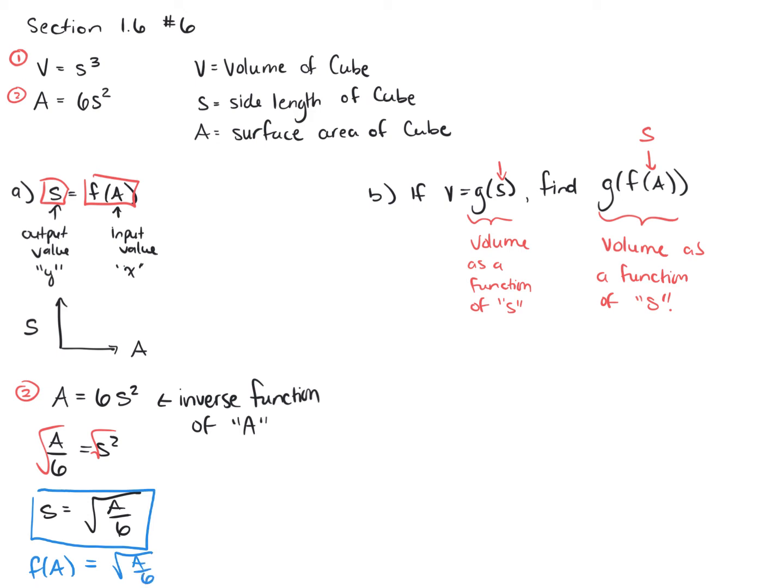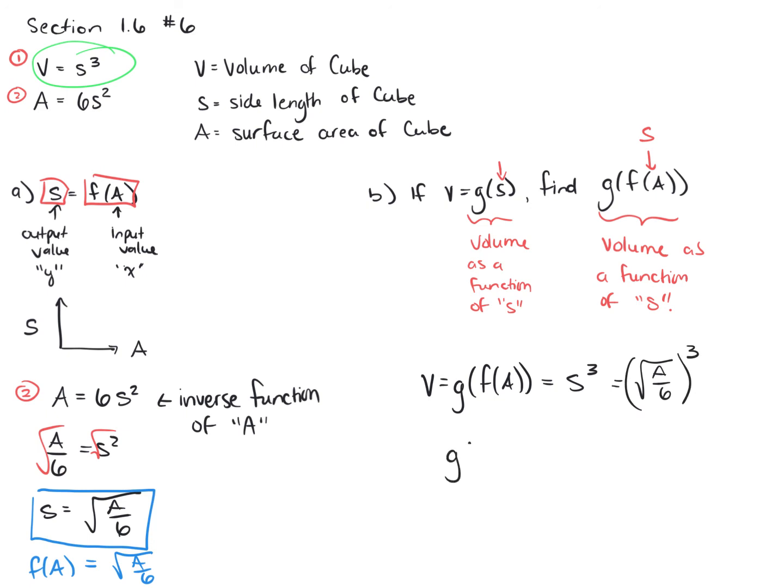So now we can take that and substitute it into the appropriate part in question B. So here, what we're going to do is say, well, V is the same thing as G of F of A, where G is the volume, and the formula for volume, I'll use green here, is formula 1. So that formula is S cubed. But we're going to substitute now S with F of A. So F of A is the square root of A over 6. So now we're going to take the square root of A over 6 and cube it.